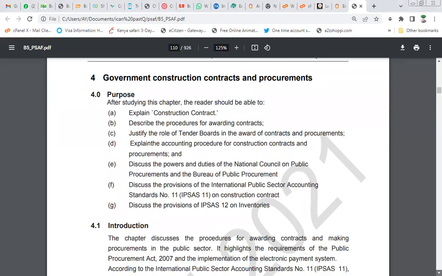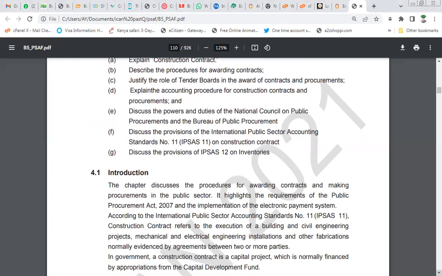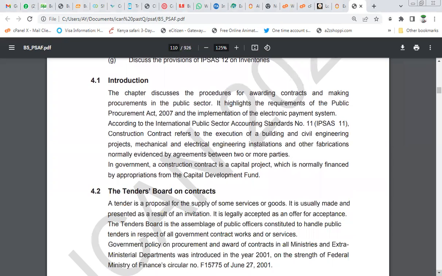So, let's read a brief introduction and I'll explain. Introduction. So the chapter discusses the procedures for awarding contracts. This is actually chapter 4. So in case you have downloaded the soft copy or you have the copy of PSAF, you can use it to guide yourself. So this is chapter 4. This chapter discusses the procedures for awarding contracts and making procurement in the public sector. It outlines the requirements of the Public Procurement Act 2007 and the implementation of the electronic payment system.